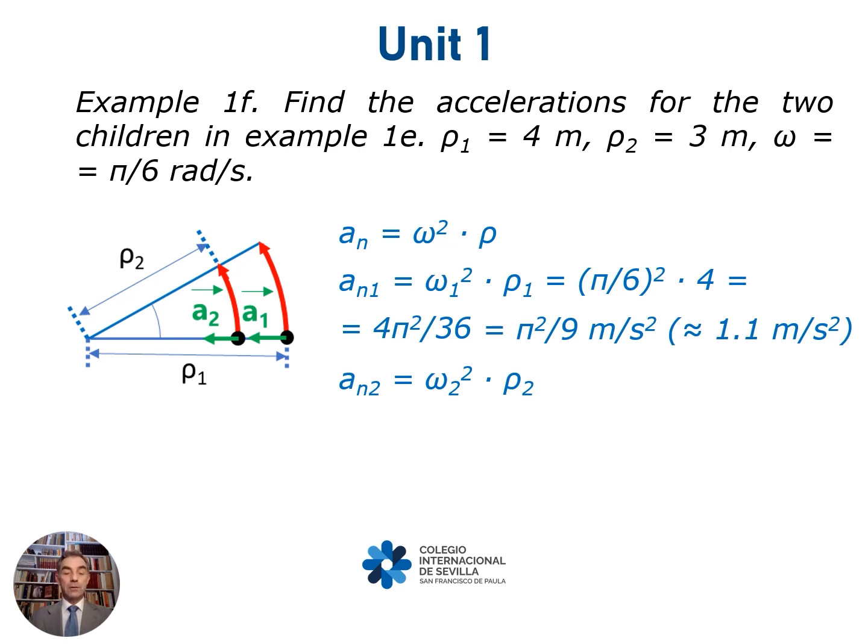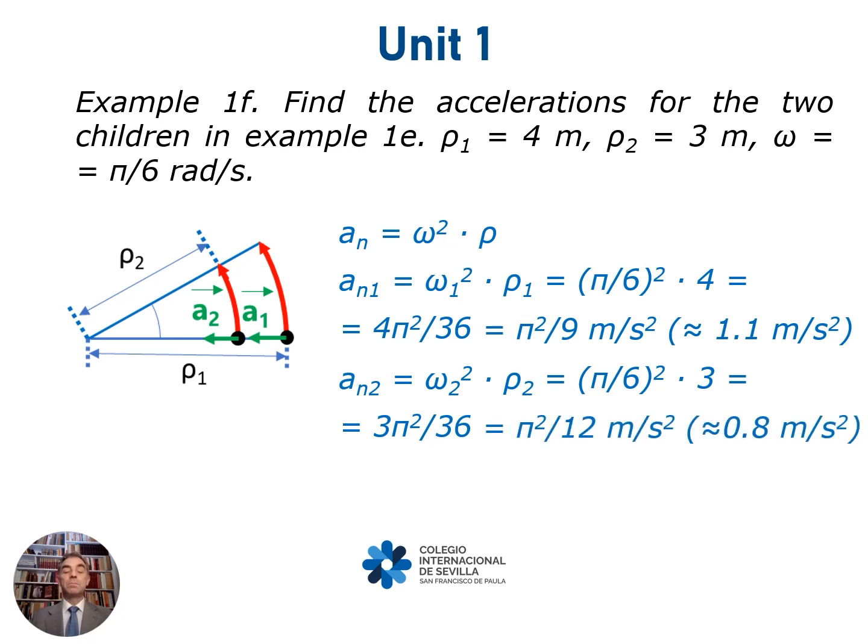AN2, the normal acceleration for child 2, will be angular speed 2 squared times radius 2. But again, the angular speed is the same because it is common. Then it will be (pi divided by 6) squared times 3, which is 3 times pi squared divided by 36. 3 divided by 36 is 1 divided by 12. So it is pi squared divided by 12 meters per second squared, which is approximately 0.8 meters per second squared.